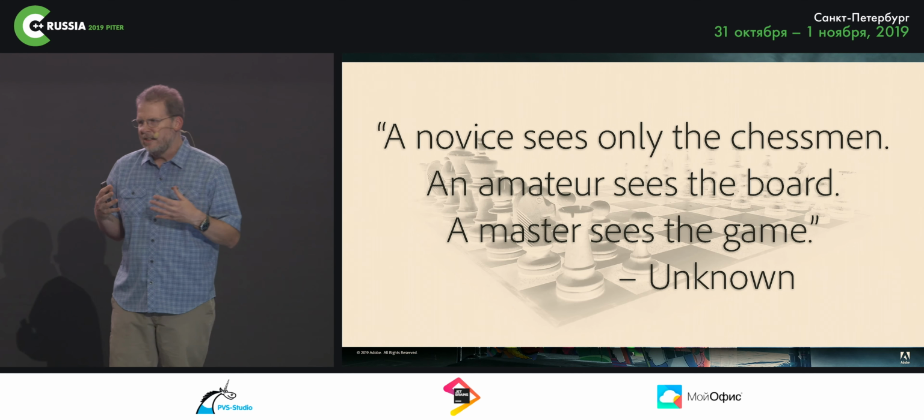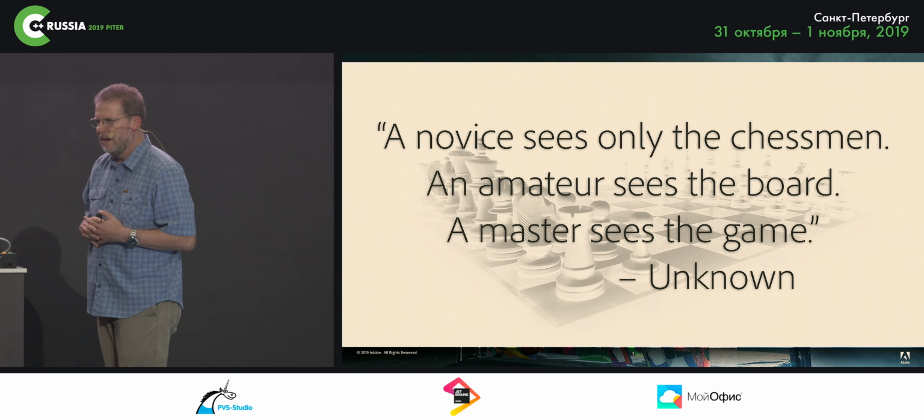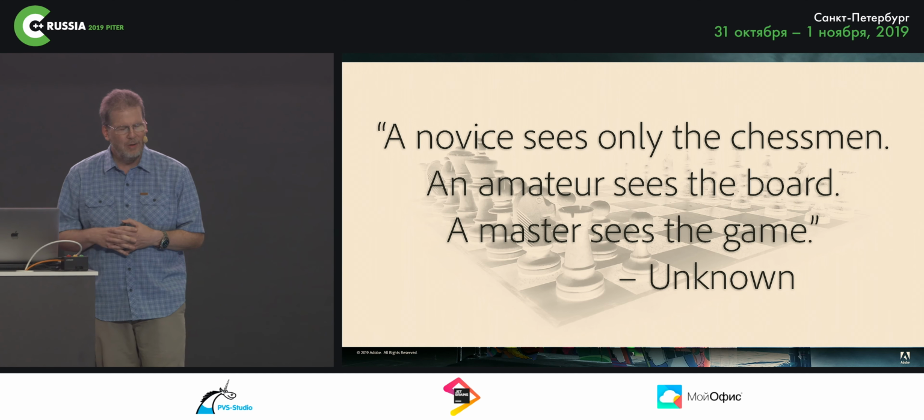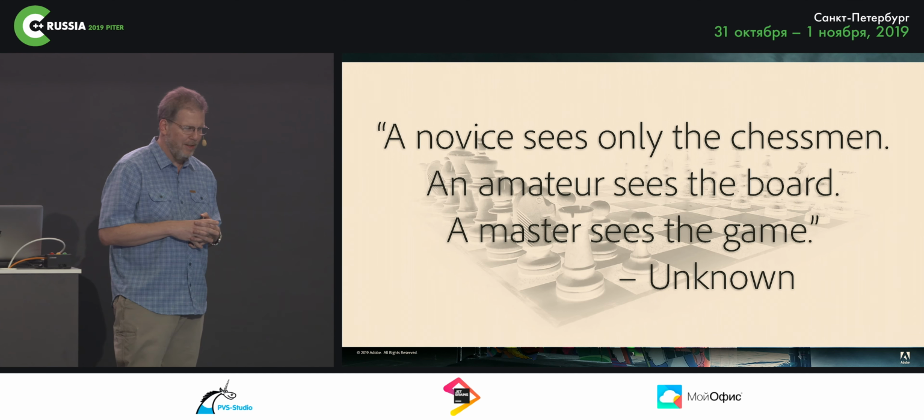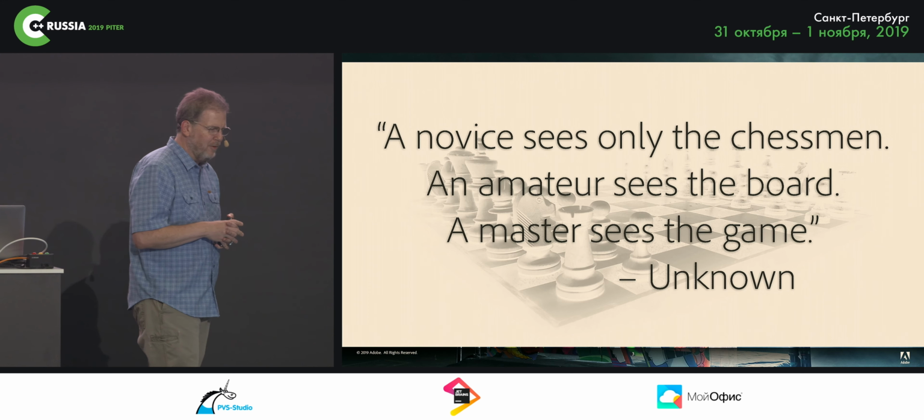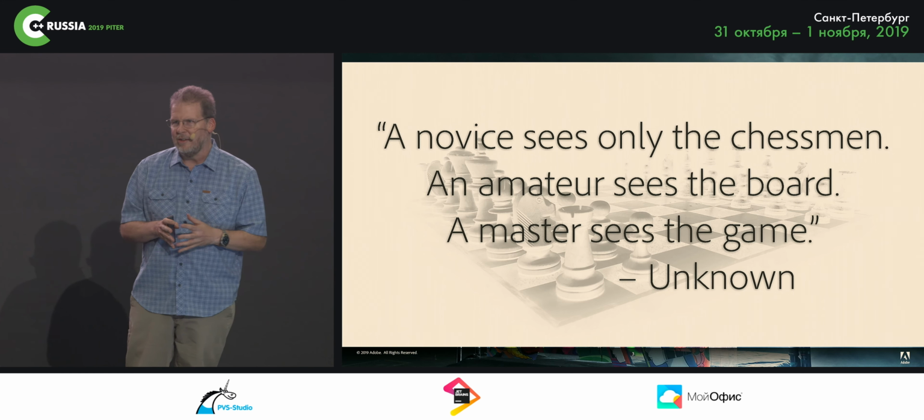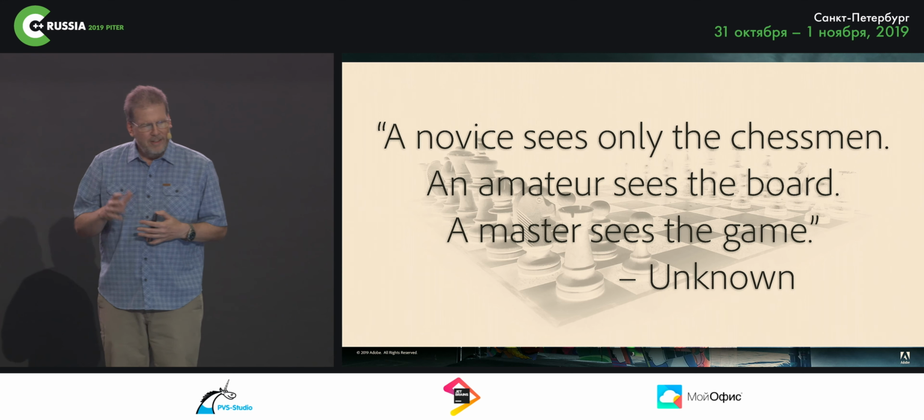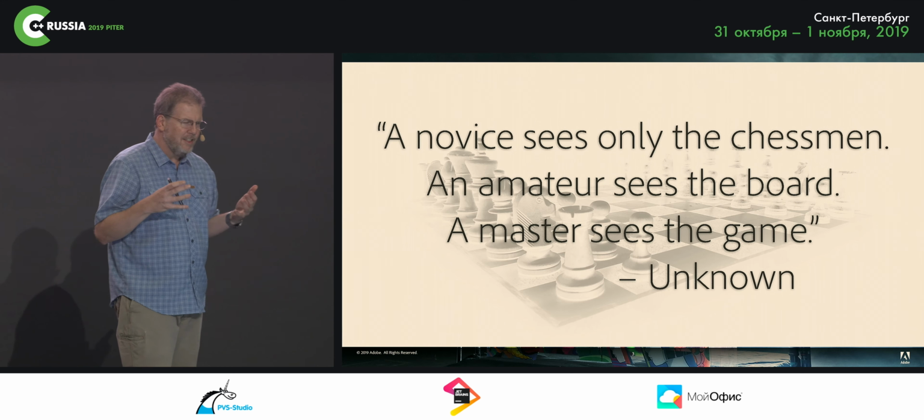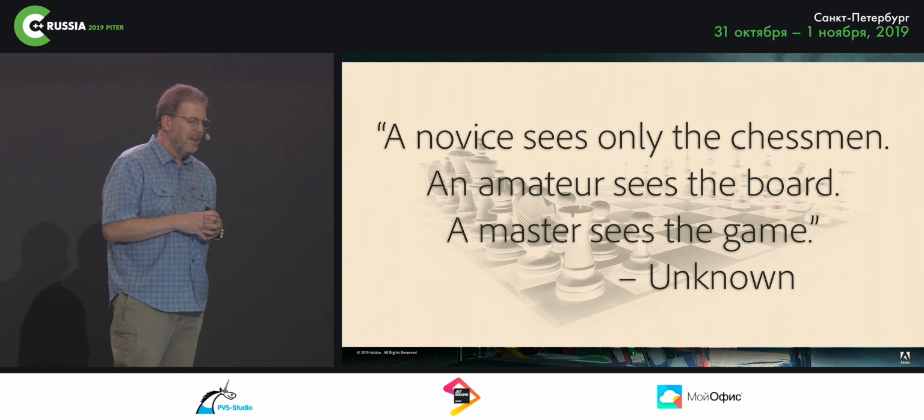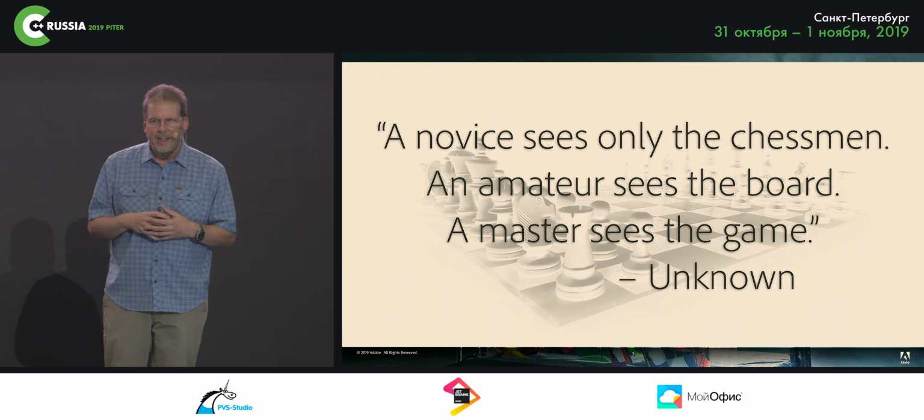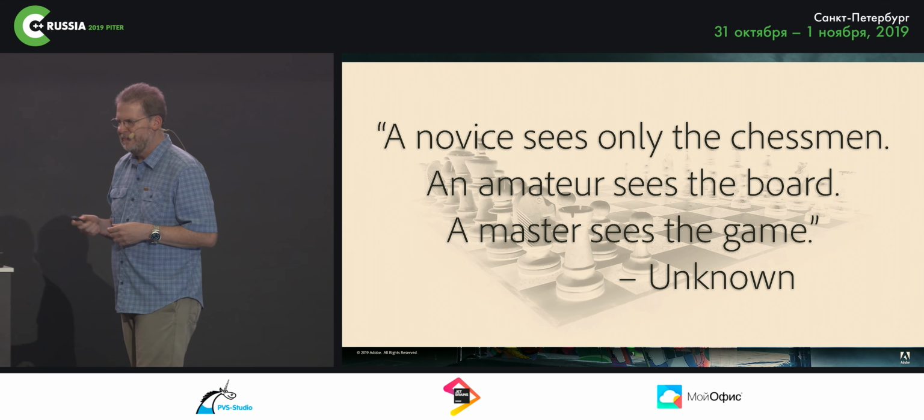So this talk is structured around this quote, and I've heard this years ago, and I have not been able to track down where I actually heard this from. I thought it was from a movie, Searching for Bobby Fischer, but the internet disagrees with me. But this is the quote: a novice sees only the chessmen, an amateur sees the board, and a master sees the game.